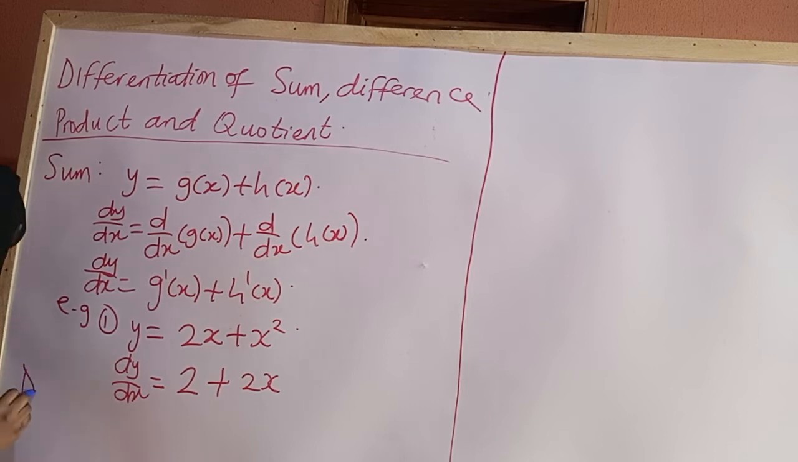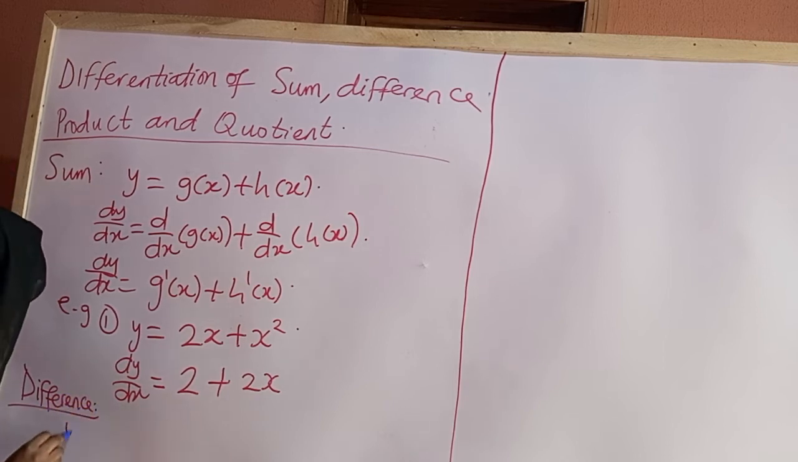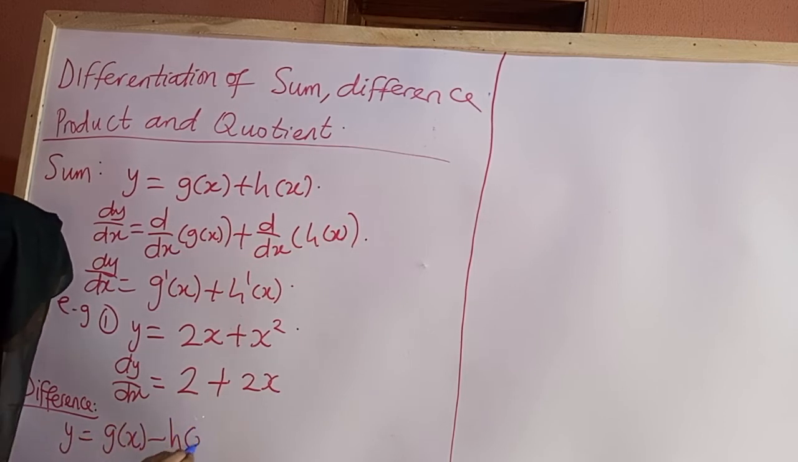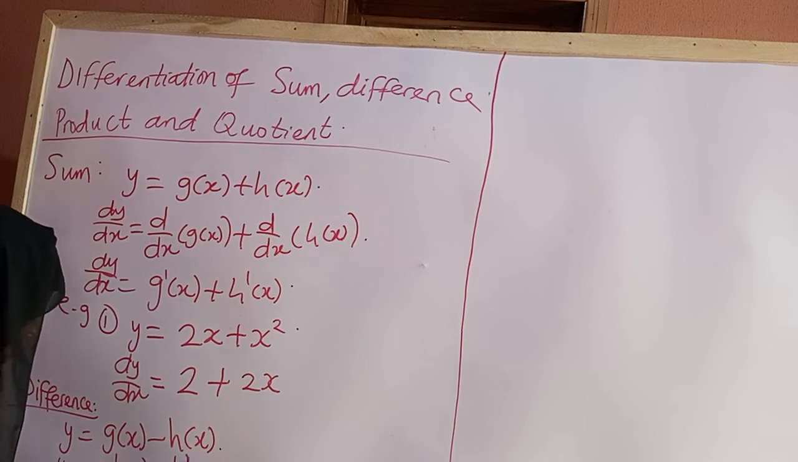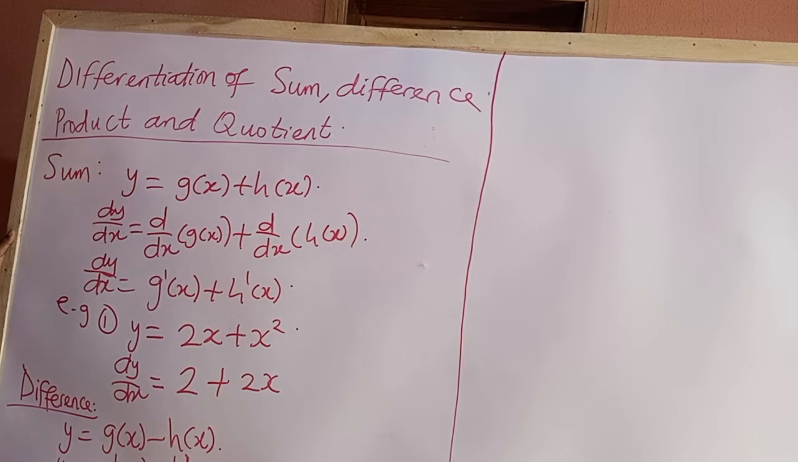So for difference, if y is equal to g of x minus h of x, it's the same thing. dy/dx will be g prime of x minus h prime of x. So you differentiate it one after the other.